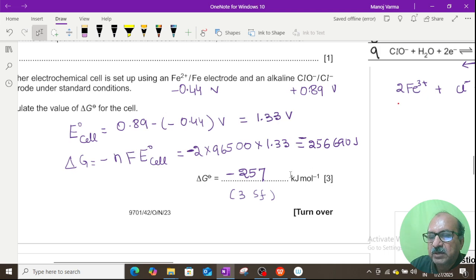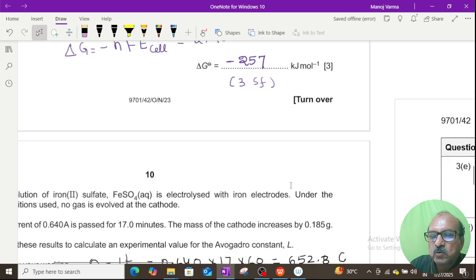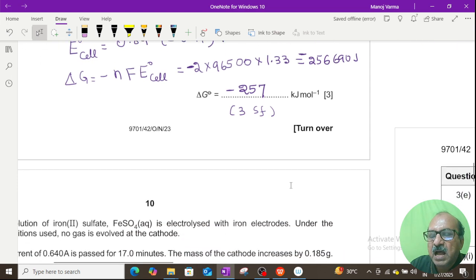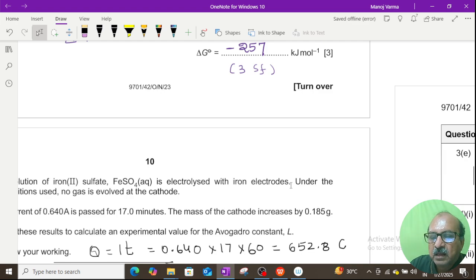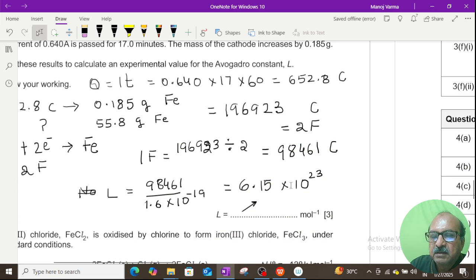And to convert it into kilojoules, shift the decimal 3 places and write the answer to 3 significant figures. You get minus 257 kilojoule per mole. So that is the answer. It also has 2 more questions which I will discuss now, and this also requires understanding, particularly about the calculation of the Avogadro number.